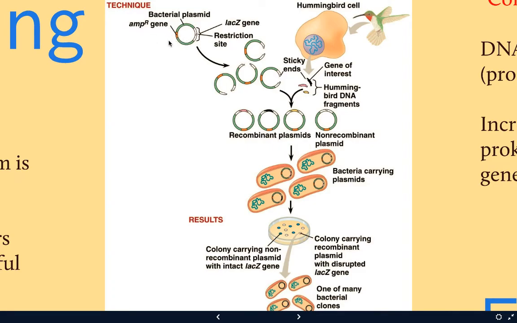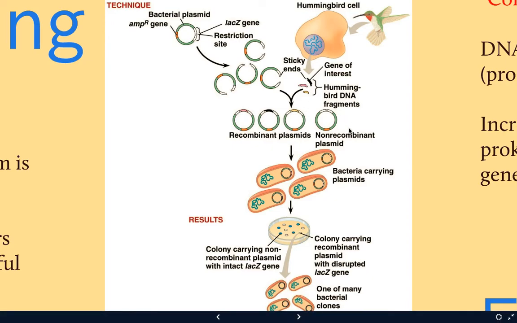So that's the reporter gene right there. And we've got a gene of interest from hummingbird DNA, okay? So we take out the plasmids, cut them with restriction enzymes. You can see the sticky ends right here. And then we insert the gene of interest in.